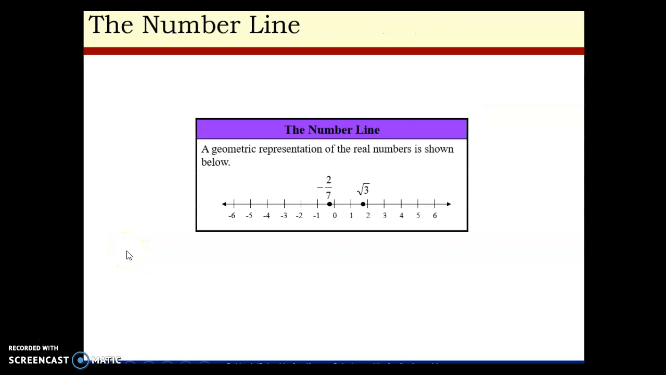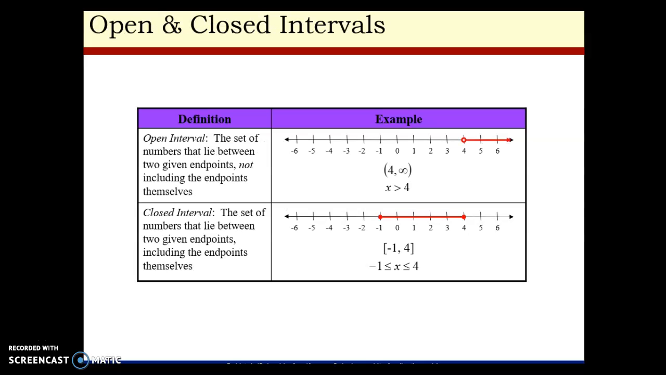The number line is something that's going to be represented, and a number line will help us represent where numbers are located on this track. And it'll be a geometric representation of all the real numbers that are shown.